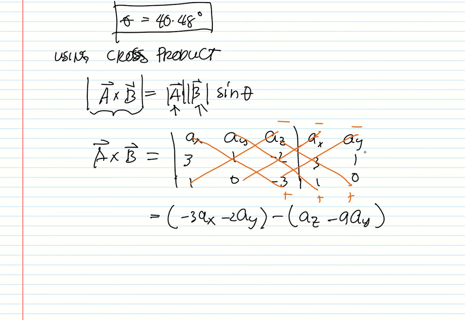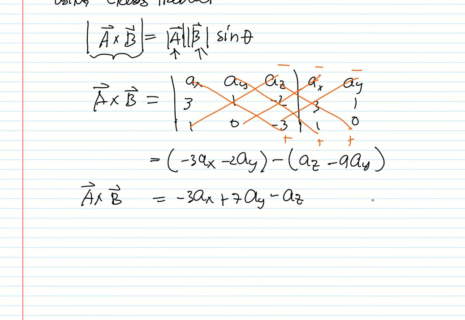Then we can add this. There's no ax here, so this is negative 3ax. Negative 2ay, then minus negative 9. Negative 2 minus negative 9 is positive 7ay. Then lastly, we have minus az. This is the cross product. But we want the magnitude of this. So how do we solve for the magnitude?